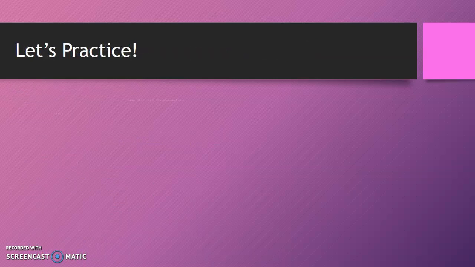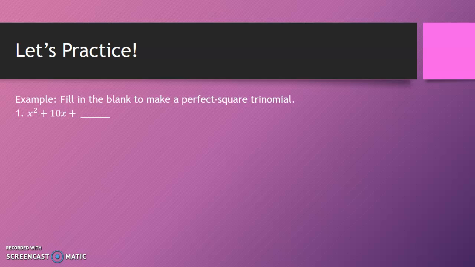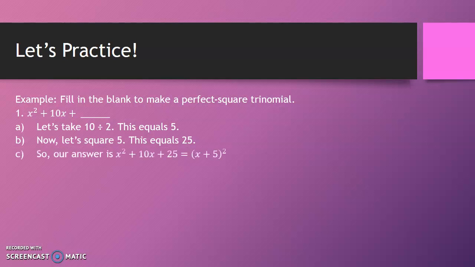Let's practice. I want us to fill in the blank here to make this a perfect square trinomial. So I have x squared plus 10x plus my blank. So let's take 10 divided by 2. That's going to equal 5. Now we're going to square the 5, which would be 25. So the answer would be x squared plus 10x plus 25, and if we rewrote it in perfect square trinomial form, it would be (x plus 5) squared.